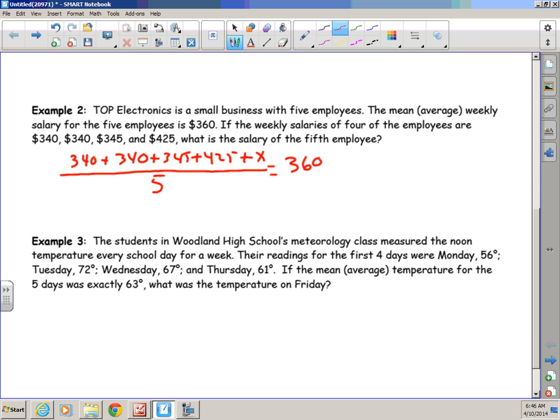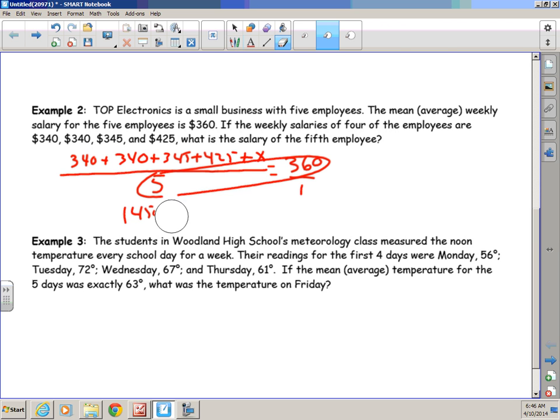Well, this is a proportion. It's really like 360 over 1. So I cross multiply, and I get a very simple algebraic equation where this is 1450, I'm sorry, which is the sum of the salaries, plus the x equals 1800, or x is 350. Okay?